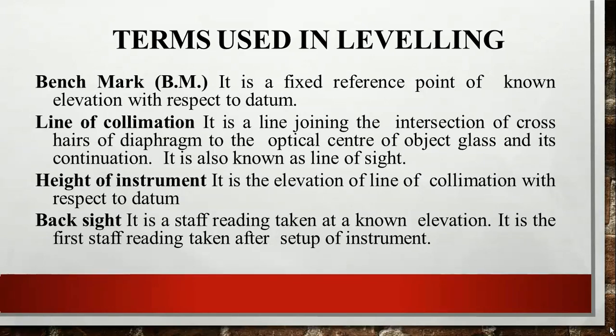So the next is line of collimation. Again, it is a very important terminology included in the leveling operation. Basically it is a line joining the intersection of crosshairs of a diaphragm to the optical center of the object glass, and it continues to the object. So it is known as line of sight.